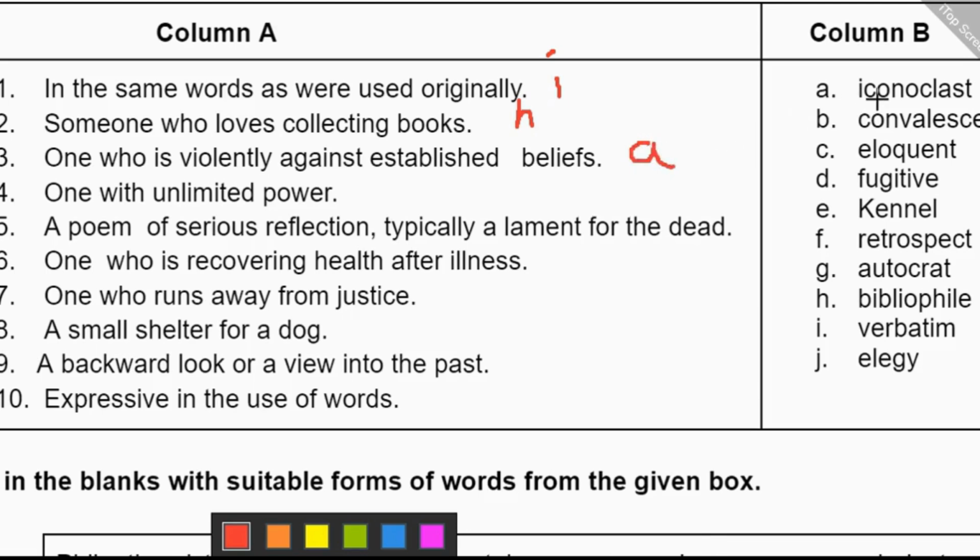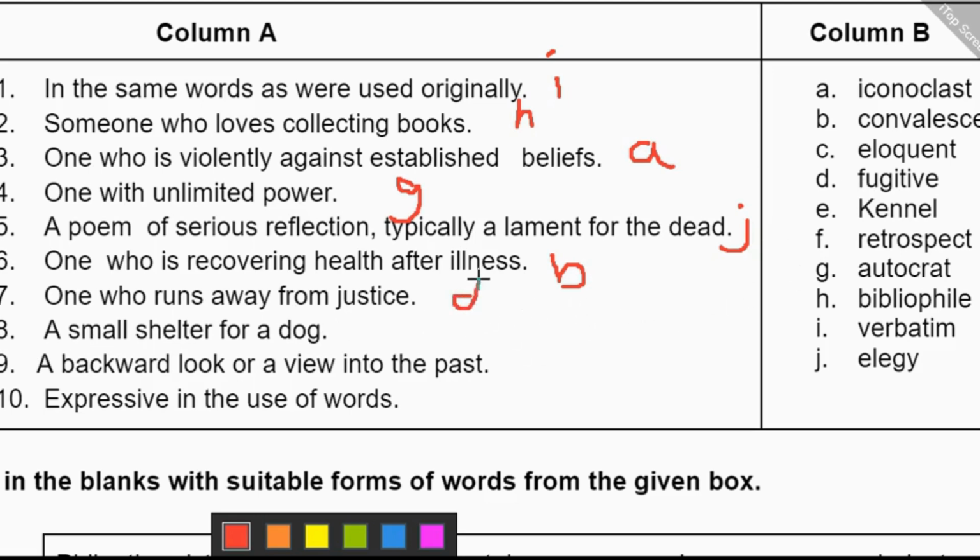The next one is one with unlimited power. We call it autocrat. So here we have G. The next one, a poem of serious reflection, typically a lament for death. We call it elegy. Here we are matching with J. The next one is one who is recovering health after illness. We call it convalescent. The next one, one who runs away from justice, we call it fugitive. So here we are matching with D.